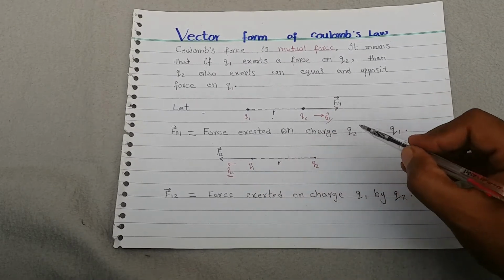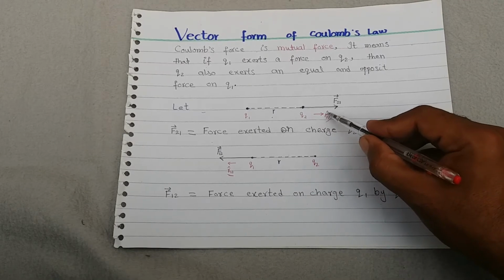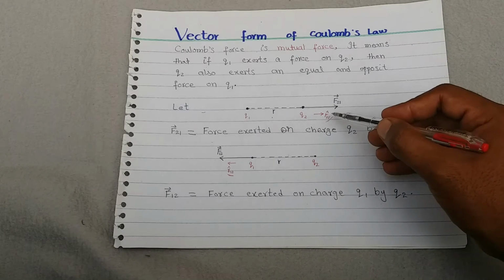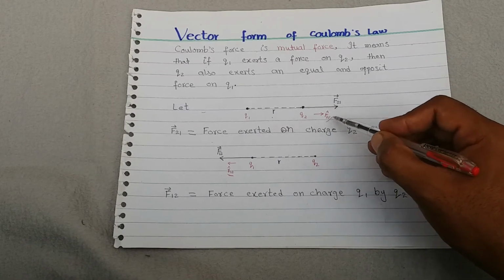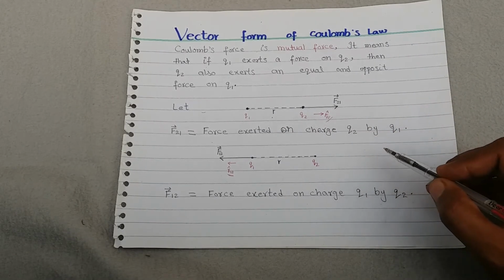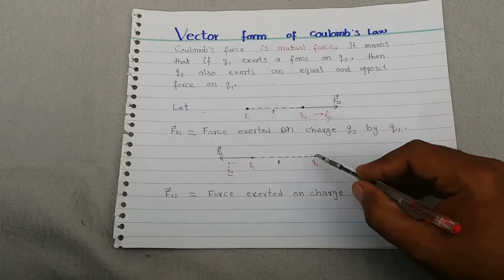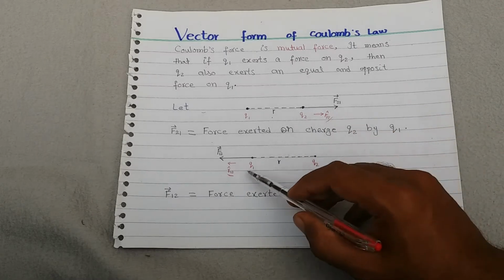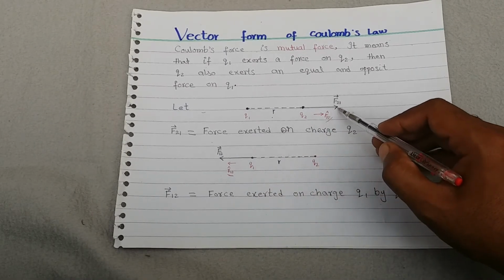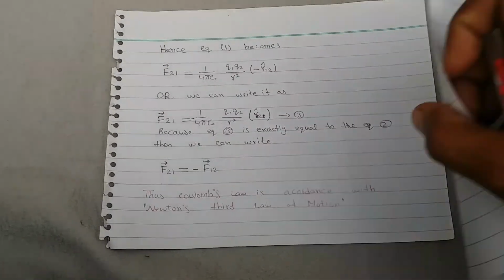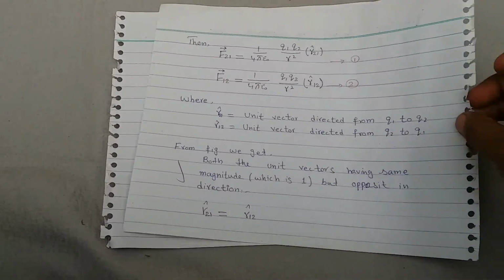So I write these two things over here. This is the unit vector r cap, where in 11th standard we have studied about unit vectors. A unit vector has magnitude only 1 and the same direction as the vector. So these two unit vectors have magnitude 1 and their directions are opposite to each other.